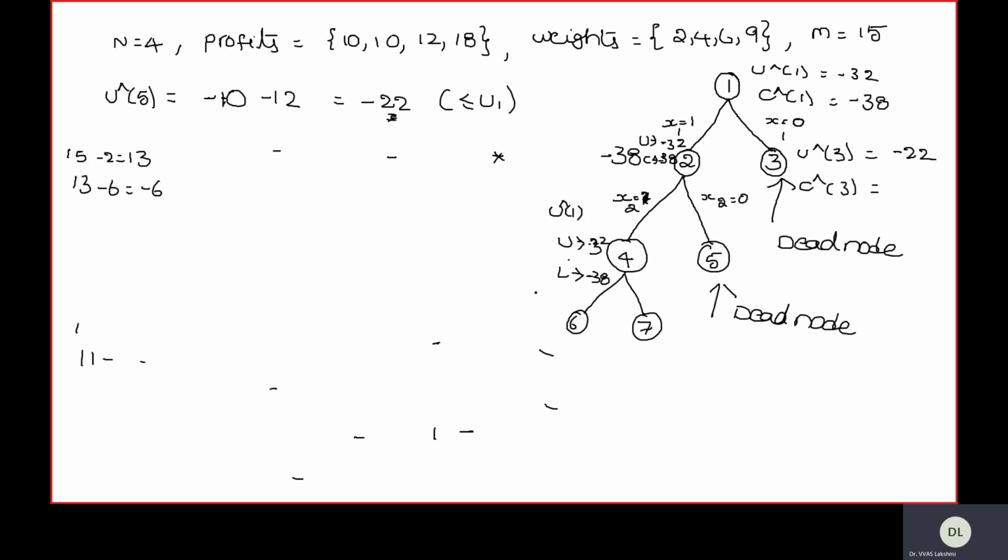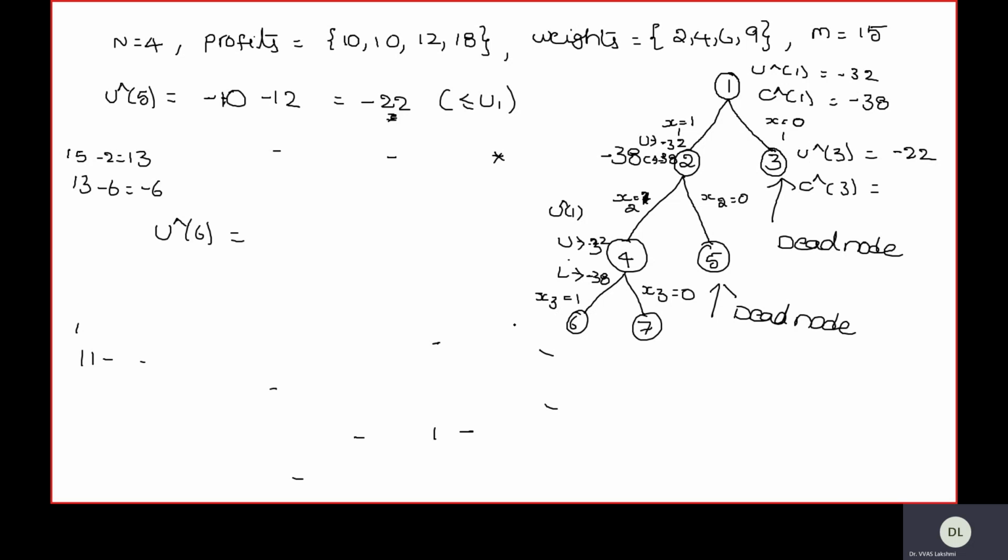So this level is regarding the third item. While traversing towards this path, x3 should be included. While traversing this path, x3 should not be included. So check whether x3 is included or x3 is not included. For that purpose, calculate the upper bound and lower bound for these two nodes. So first I am going to calculate the upper bound of 6.